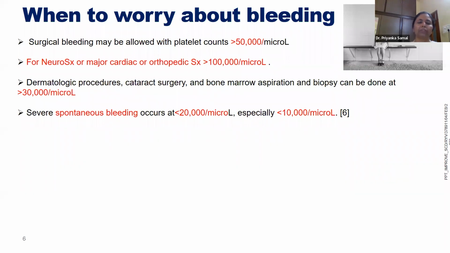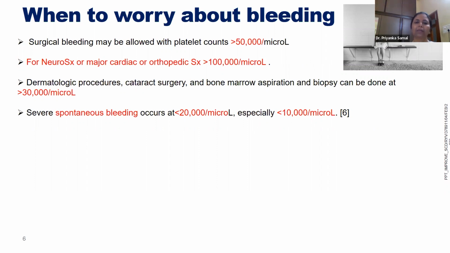So surgical bleeding may be allowed with platelet counts more than 50,000 because hemostasis can be very well achieved at this count. However, neurosurgery, major cardiac surgery, orthopedic surgery, where the bleeding is very high, in those cases you have to at least take it more than 1 lakh. Mind it, it should not always be more than 1.5 lakh. For small procedures like cataract, dermatologic, bone marrow procedures, more than 30,000 is sufficient.